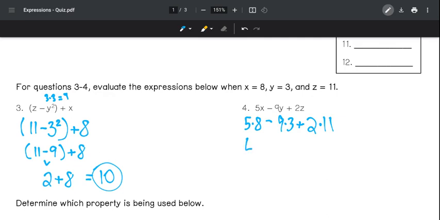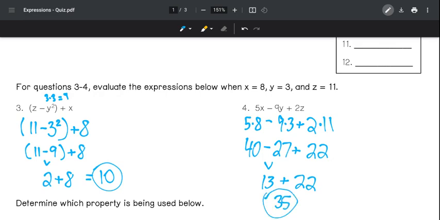5 times 8 is 40. 9 times 3 is 27. And 2 times 11 is 22. 40 minus 27 is 13. And 13 plus 22 is 35. And there is our final answer.